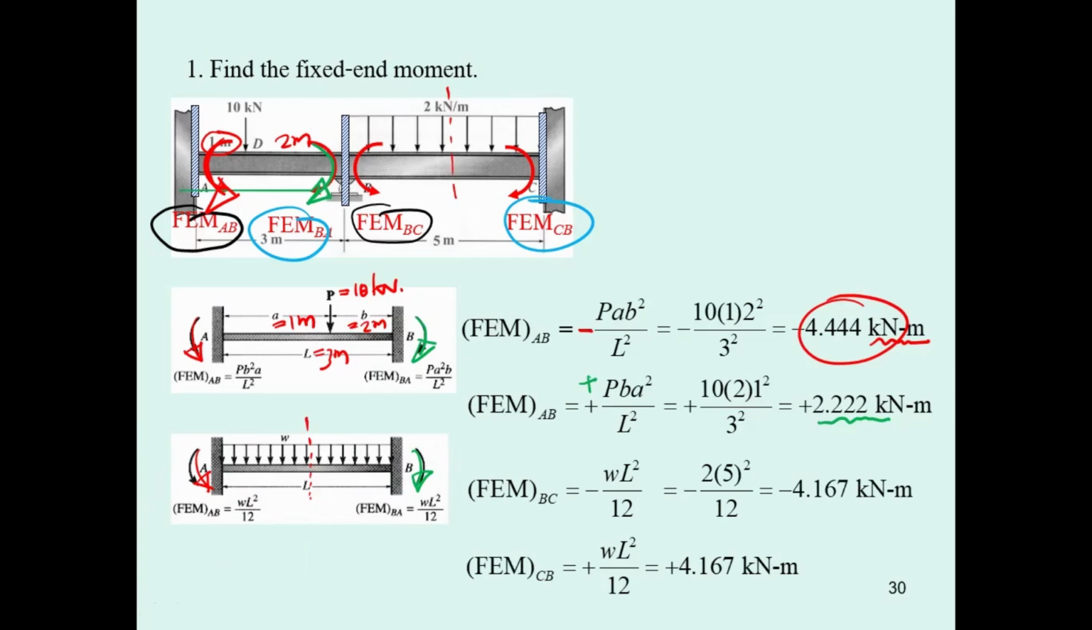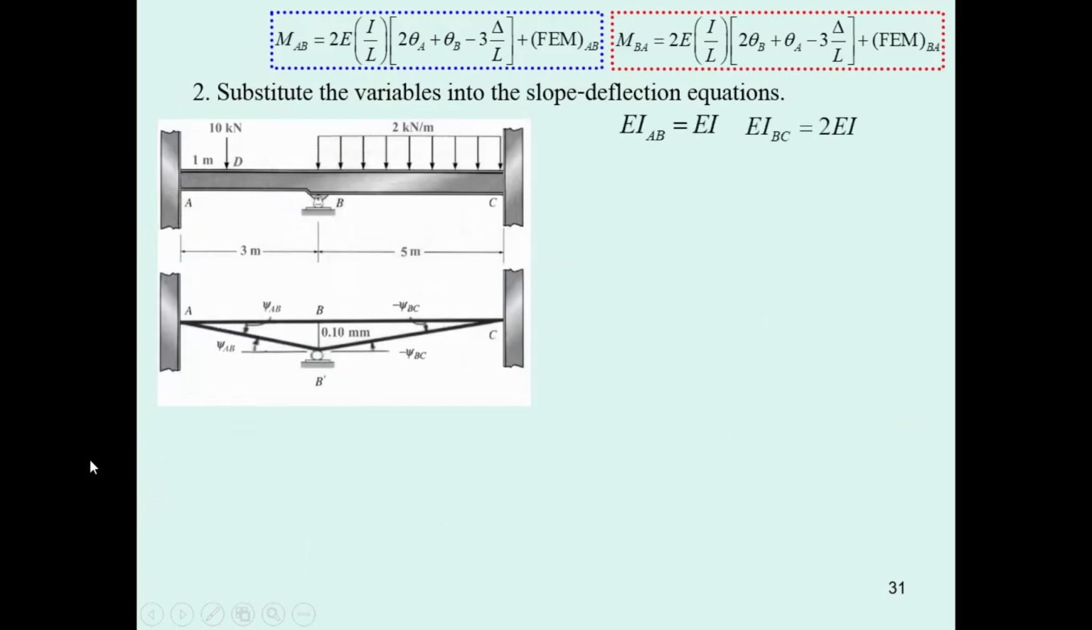Now, we're going to use the general equation 2EI over L for both members. We just put it into the equation, 2EI over L and 2EI over L here. Note, if the members have unequal flexural rigidity, be aware of it.